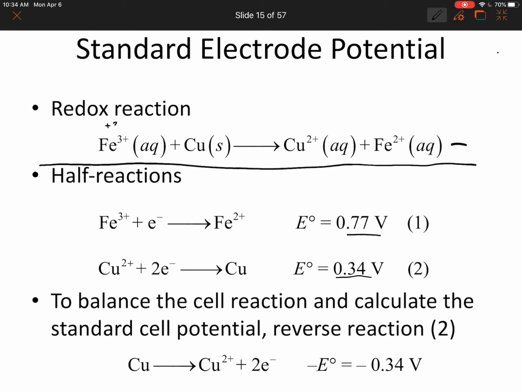Now you know that you assign oxidation states +3 for the iron, 0 for copper, +2 for copper, and then +2 for iron. So then my iron goes from +3 to +2. Is it oxidized? Is it reduced? It is reduced, because it's going down in number, it's gaining an electron, so it's reduced. And copper is going from 0 to +2. It's becoming more positive, so it's oxidized.